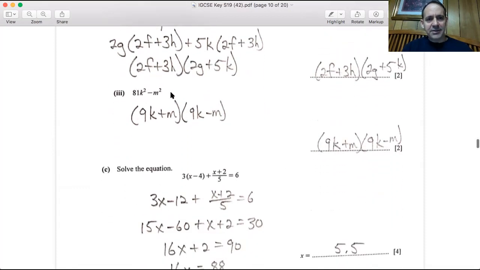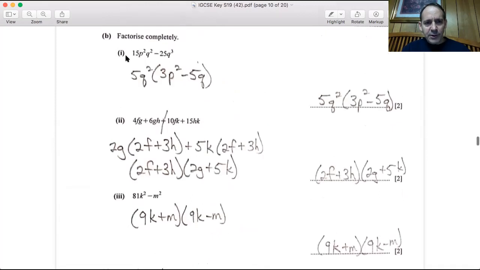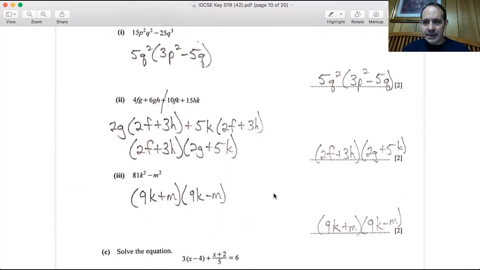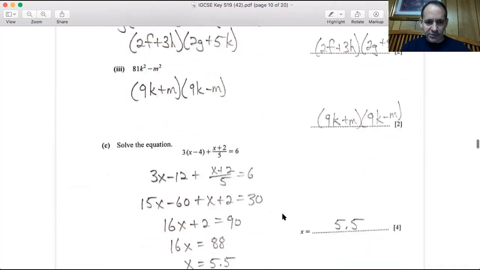Now for III, this is a difference of squares. 81 is a 9 squared. And then you have k squared minus m squared. So a difference of squares is 9k plus m times 9k minus m. So this is typical difference of squares. Again, if you have trouble with factoring, go to my AS level quadratics. Part 1 is on factoring. It goes through all these types of factoring if you need to learn your factoring better.